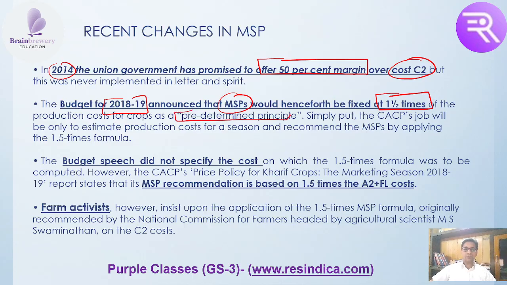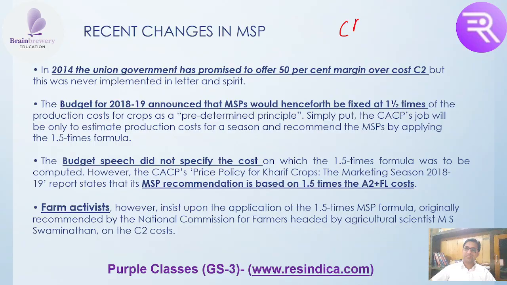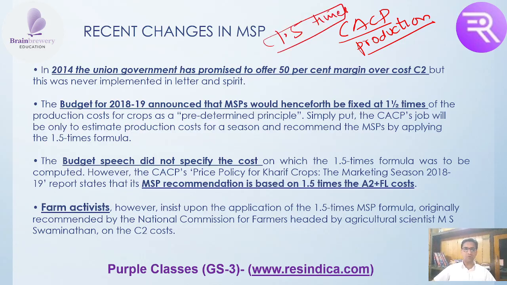at predetermined principles. Okay, so simply put, the CSEP job will be only to estimate. So what will CSEP do? CSEP will find out the production cost. Then once the production cost comes into being, CSEP will multiply it by 1.5 times by the formula. That is all CSEP has to do.